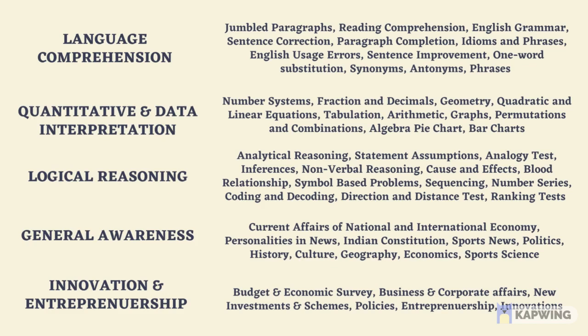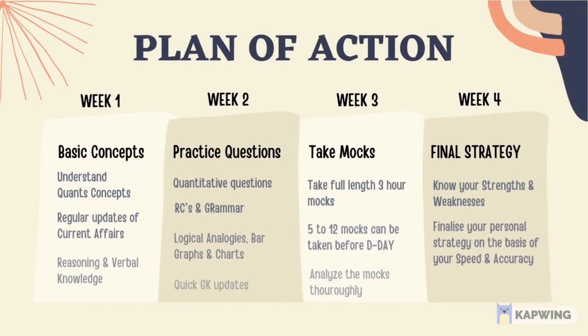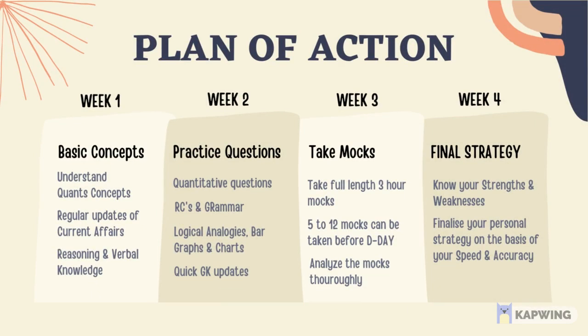For general awareness, both static GK and current affairs are counted. So a good blend of the current affairs on different topics like sports, history, geography, economics, culture, politics is a good way to go ahead with it. And finally, for people who are opting for innovation and entrepreneurship, a good preparation on topics like the recent budget, current affairs around innovation and entrepreneurship, and the basic terms and terminologies that are used in innovation and entrepreneurship forms a major part of this particular section.